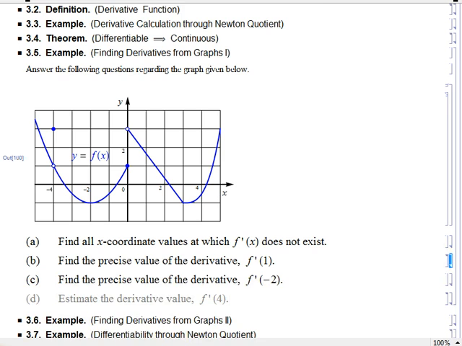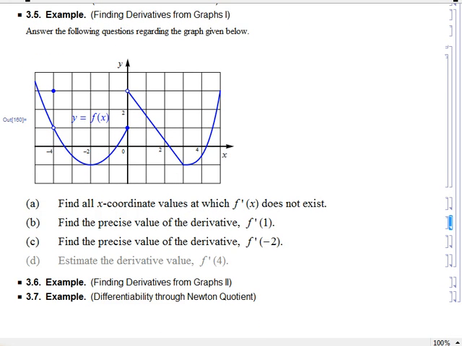Next, find out the precise value of the derivative f prime of -2. It's right here, x equal to -2. I hope everybody sees that this point has a horizontal tangent. So what is the slope of a horizontal line? It should be 0.